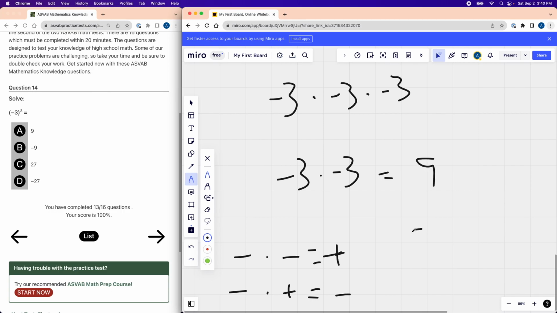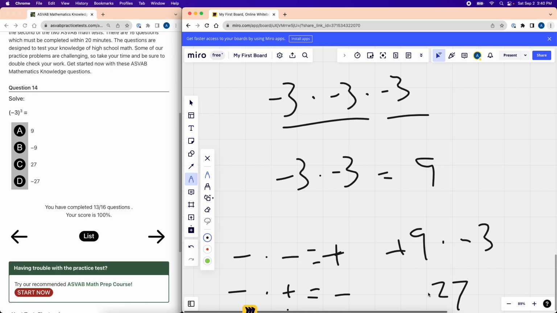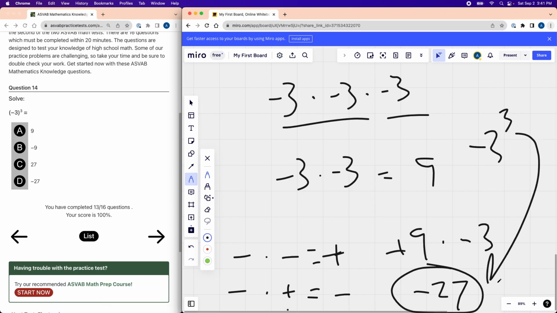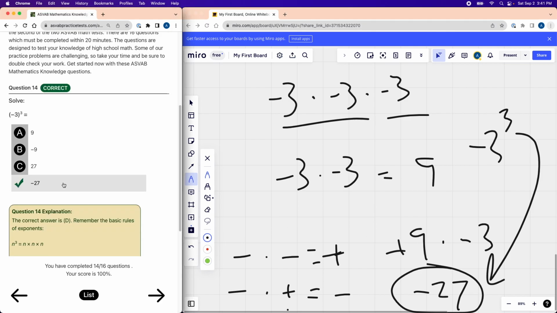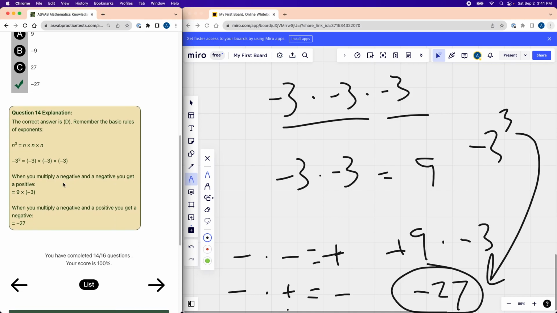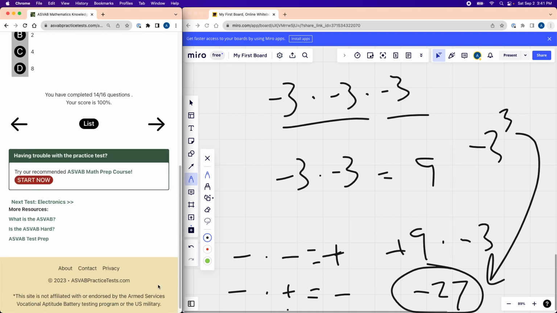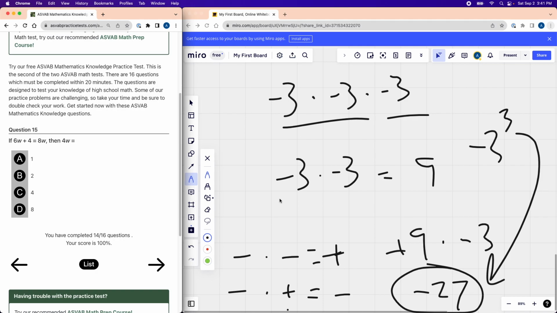All right, and now we have a positive, and that was those two there, so we need to do it one more time. So positive 9 times a negative 3. That's going to be 27, and now remember, we have a positive times a negative. Positive times a negative will equal a negative, so it's going to be negative 27. So negative 3 cubed will equal negative 27. And we see that as answer D there, so I will select D, and that is the correct answer there. All right, moving on to the next one here.